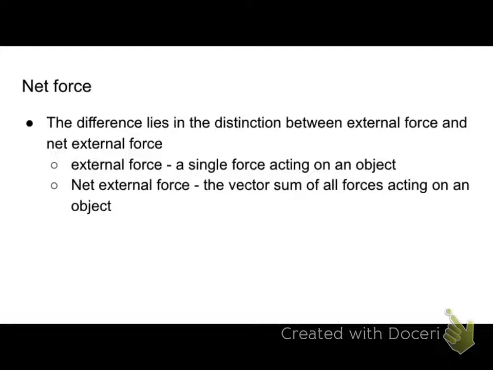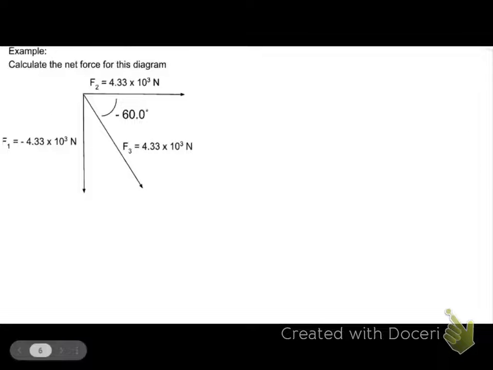Let's try out doing a net force. Your book provides this excellent example where we have 3 forces. The magnitude of these forces is actually equivalent to the magnitude of your bite force, so the force you're able to exert with your jaw, which is 4.33 times 10 to the 3rd newtons of force. I want you to try this because it's just vector addition. We have done vector addition before.